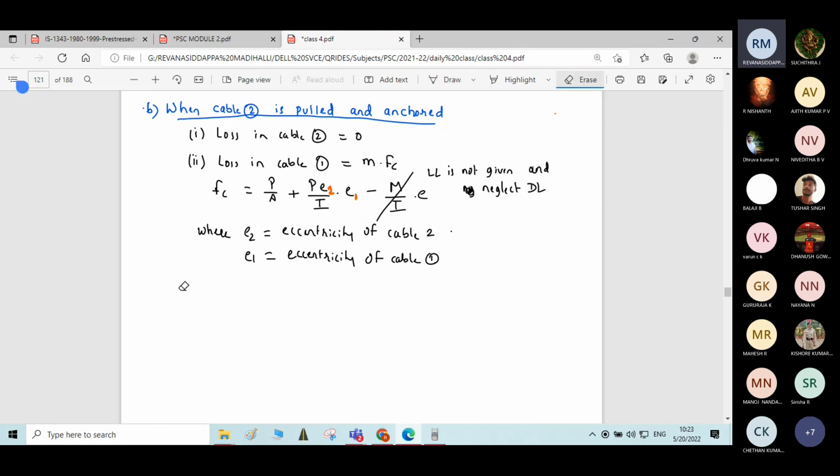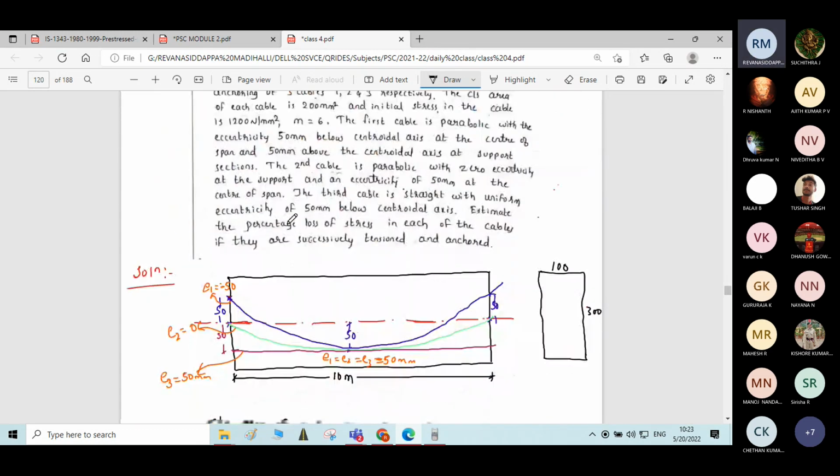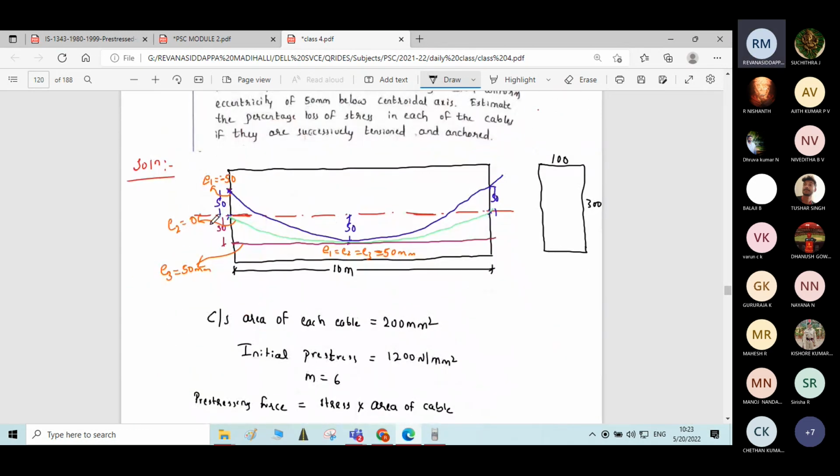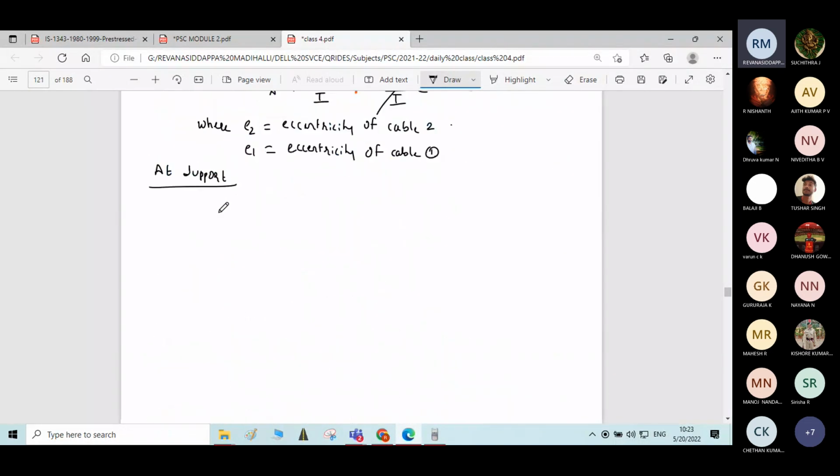Before that, you write at support. At the support, E2 is equal to 0 and E1 is equal to minus 50 mm. Refer to the figure.